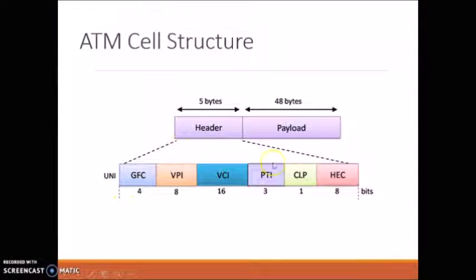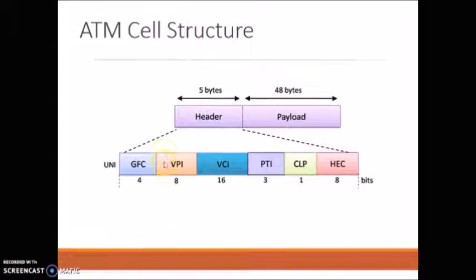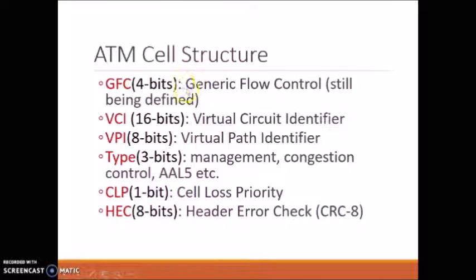This figure shows the format of an ATM cell, which includes the header and the payload or the information. The header of the ATM cell allots 4 bits to the GFC, which was intended to provide flow control. However, it is currently undefined and is set to 0.